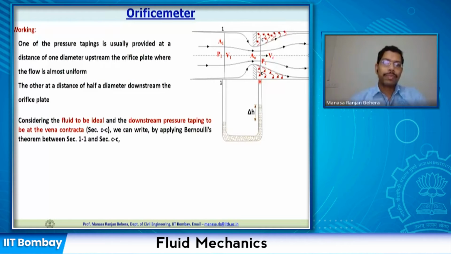Okay, so considering the fluid to be ideal, the downstream pressure tapping to be at the vena contracta, that's at section CC that is shown here. Okay, we can write down the equation of Bernoulli's theorem, and we will apply the equation between section 1-1 and, not 2-2 here, it is CC, 1-1 and CC. If you apply that, you can write down P1 by gamma plus V1 square by 2g is equal to Pc, that's the pressure at the vena contracta, by gamma plus Vc square by 2g. Vc is the velocity at the vena contracta.